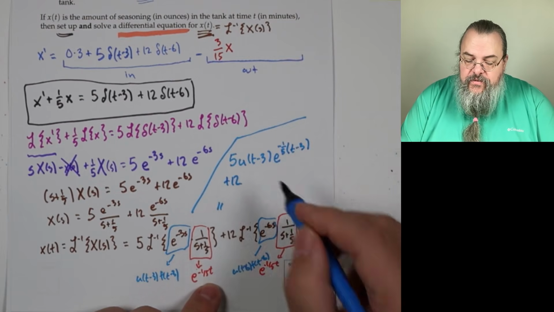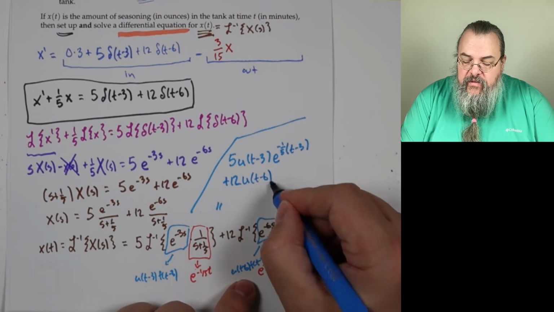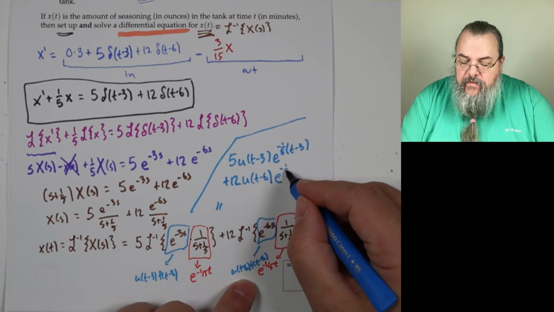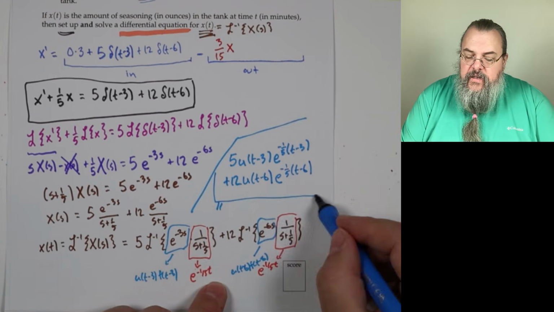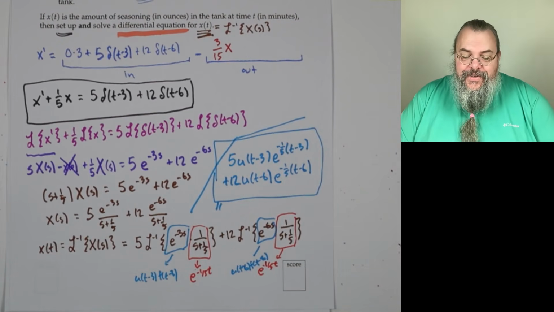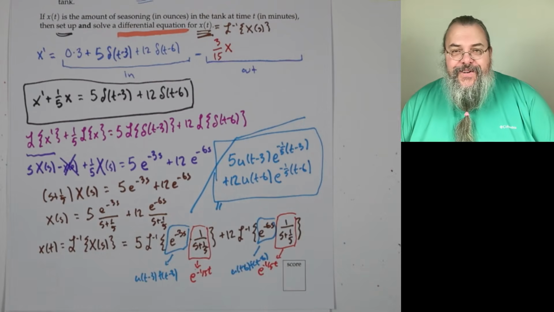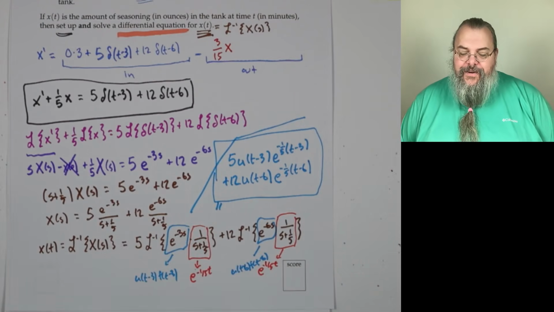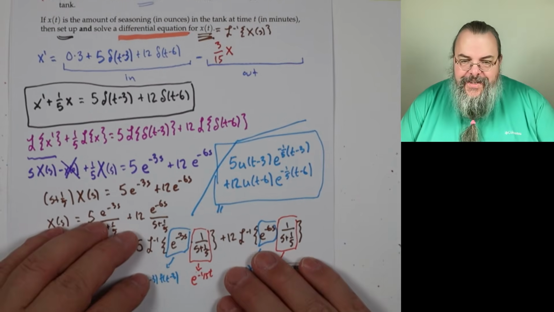Plus 12, and again we're shifting, u of t minus 6, e to the minus 1/5, t minus 6. And that's our solution. So that's our setup, our differential equation, and that's the solution to our differential equation. That's our solve. Whew! Yes, done, done.